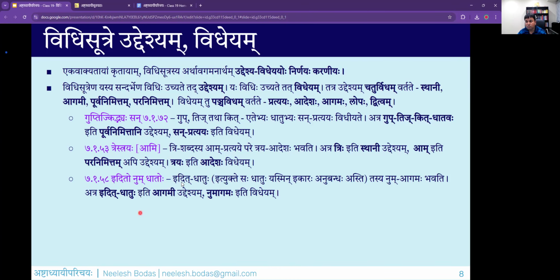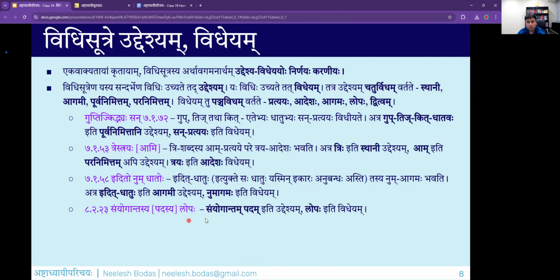Next sutram, idito num dhatoho. Yaha dhatuhu yasmin ikaraha anubandhaha asti. We have seen this in one of the previous classes. Tasya dhatoho num agamaha bhavati. So you must have a dhatu like vadi, which has an itsamnyaka ikara on the previous step. Even if that ikara is gone by tasya lopaha, you still have that memory remnant sitting over there. So such a dhatu which is available on the previous step is the agami, which is your uddesha, and this numagama that you are doing on this particular step is vidheya.